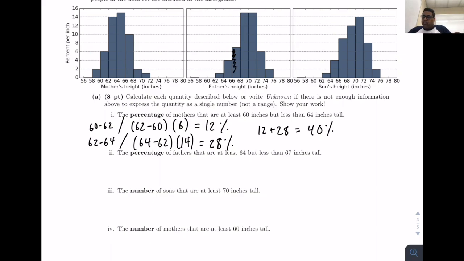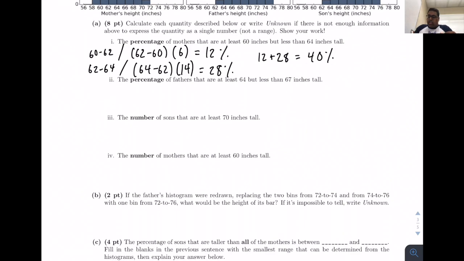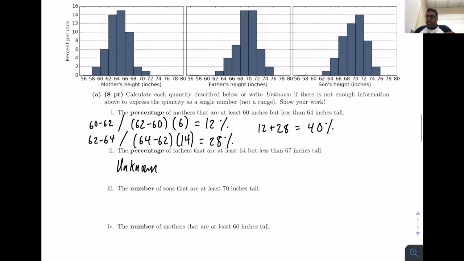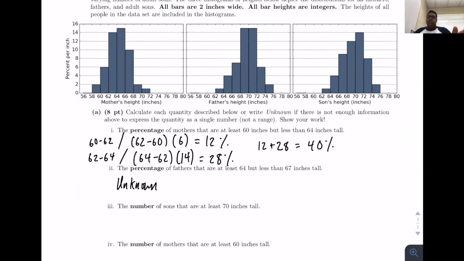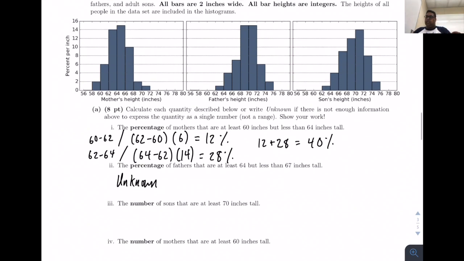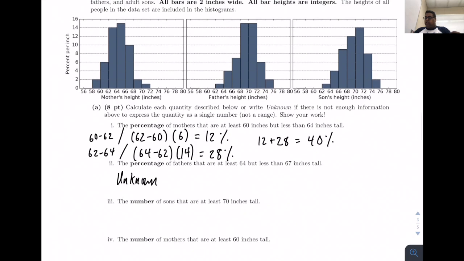But that's not how histograms work, and we don't accurately know how the data is spread out between the 66 and the 68 bin. So we can't accurately find the area or find the proportion of values that are in between 66 and 67 due to the nature of histograms. So for this question, the answer is unknown because we don't know the distribution of the values between 66 and 67 inches. Now the third question is also kind of similar.